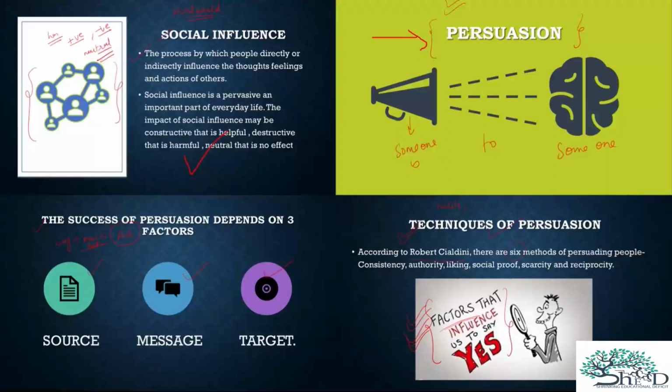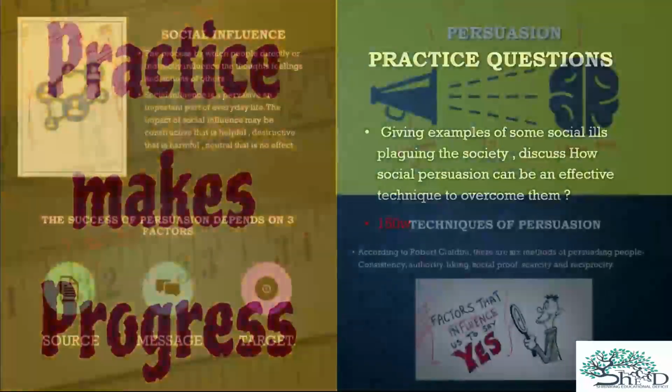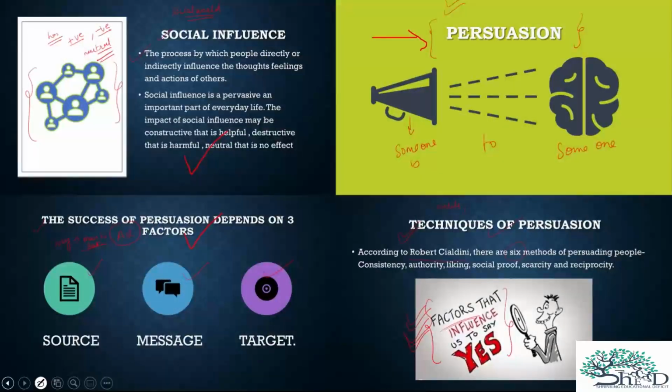Then we came to the factors which affect the success: source, message and target. Then we saw the techniques of persuasion, basically 6 techniques given by Robert Cialdini. Then we saw the model by Aristotle, of ethos, pathos and logos. And in the last we understood that if you want to change minds, you must first move the hearts.